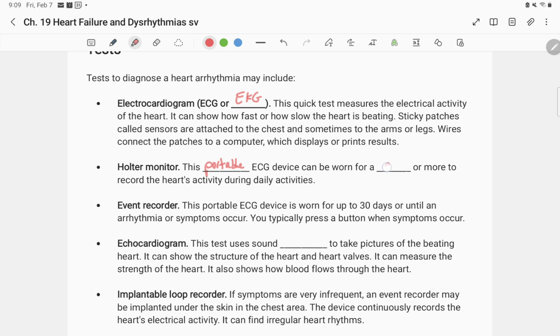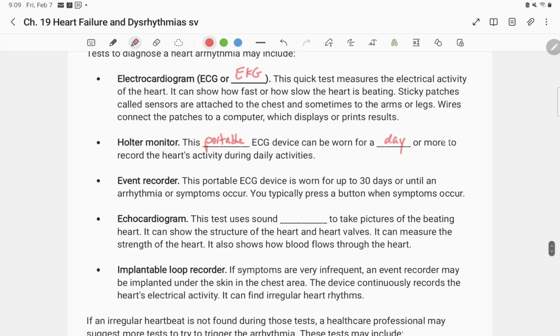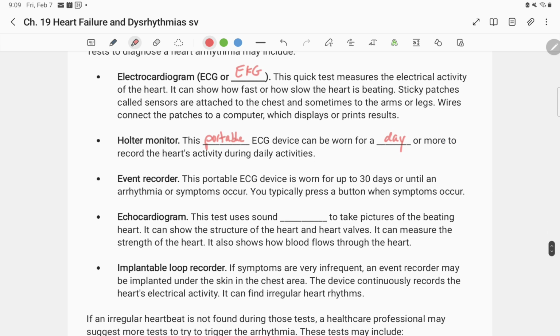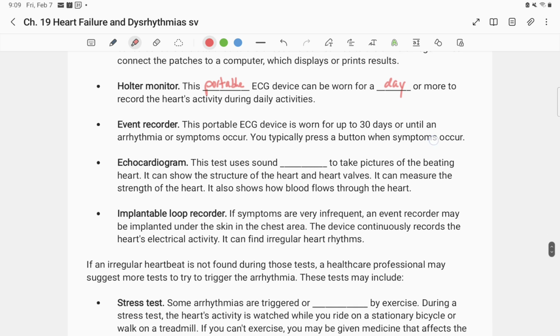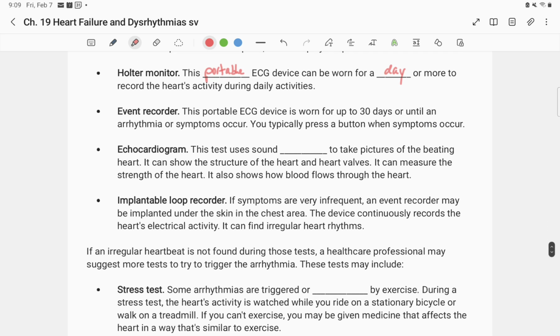Can be worn for a day or more. Sometimes people will wear them for like a week, and it records the heart activity. Event recorder, it's a portable EKG device worn up to 30 days to take assessments of the heart.